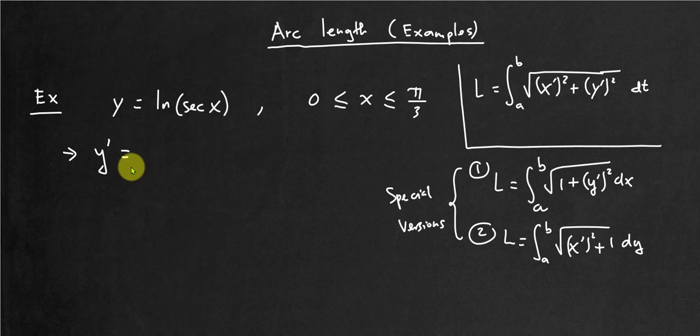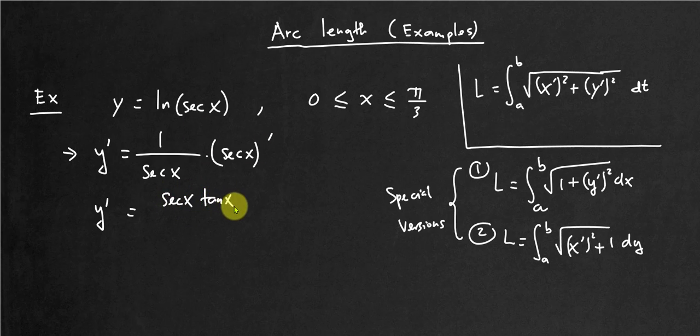Y prime is the derivative of y. The derivative of the ln function is 1 over the argument of the ln, and then we multiply by the derivative of the inside function by the chain rule. I know that the derivative of secant is secant tangent. So on the top, we have secant tangent, and at the bottom we already have secant, so you can cancel the secant and you just get tangent of x for the derivative of y.